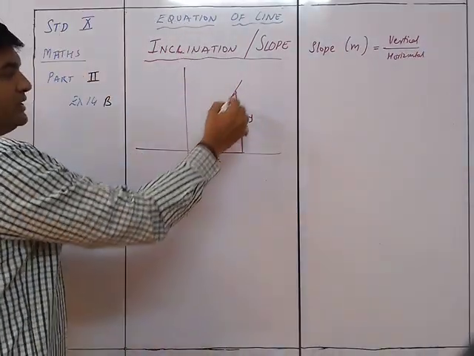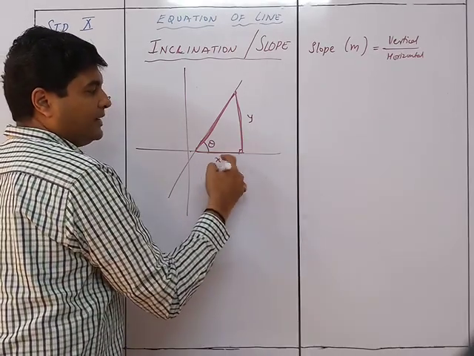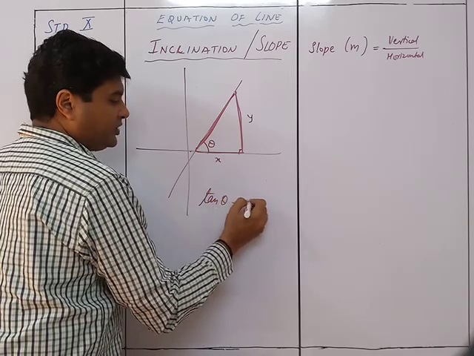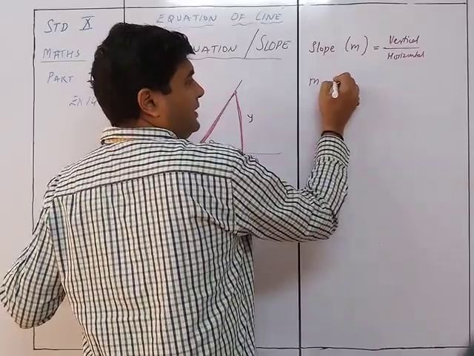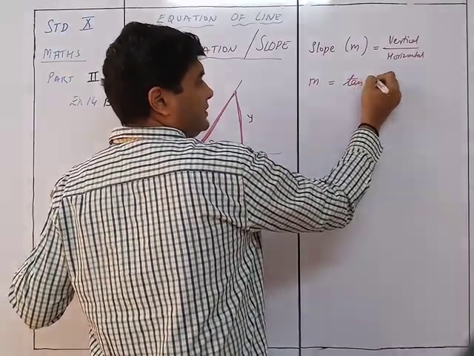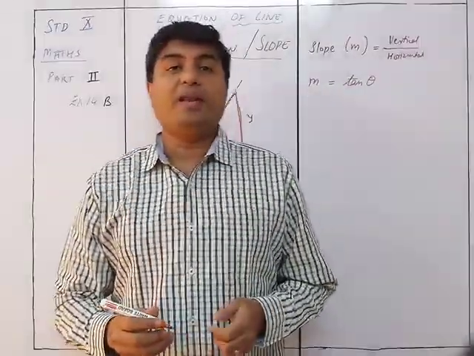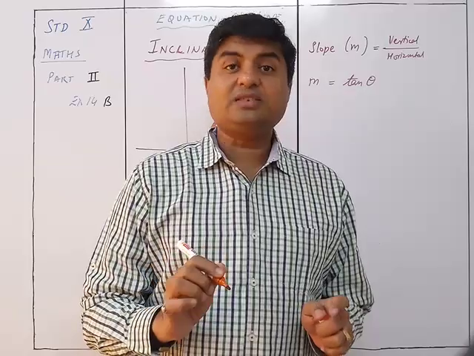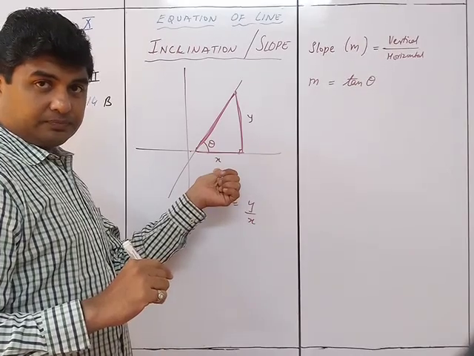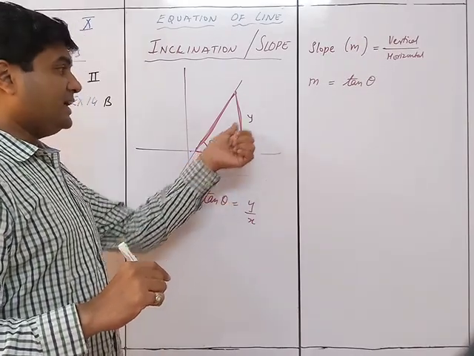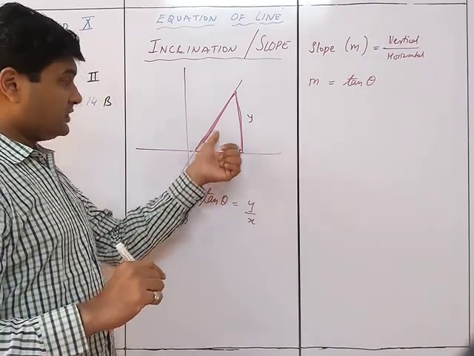If I draw this as a triangle, and this is a right angle triangle, then what is this y upon x? Y upon x is nothing but tan theta. So tan theta is equal to y upon x. Therefore, slope m is equal to tan theta. So the first thing is that slope is given by the formula tan theta. Tan is opposite upon adjacent. Got it? So tan theta is opposite side upon adjacent side.